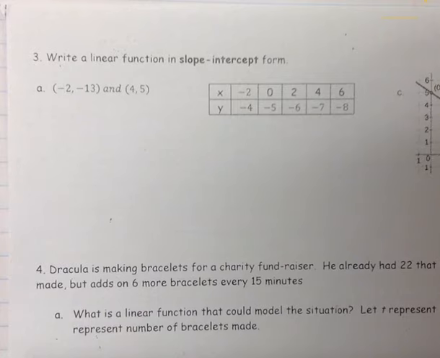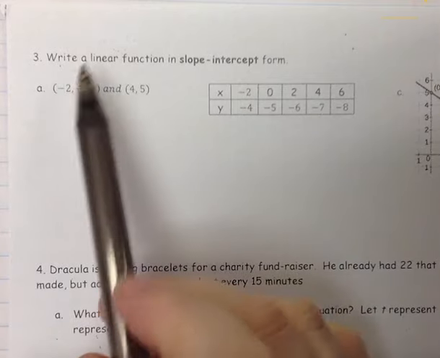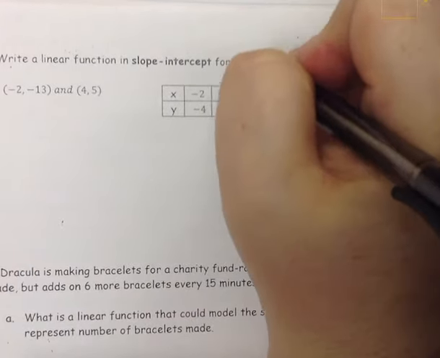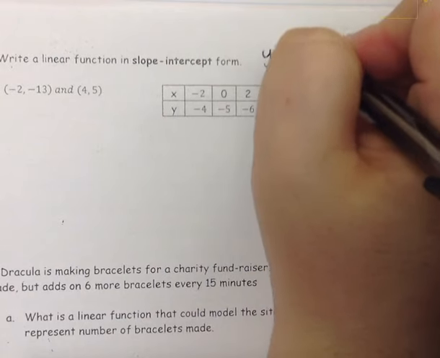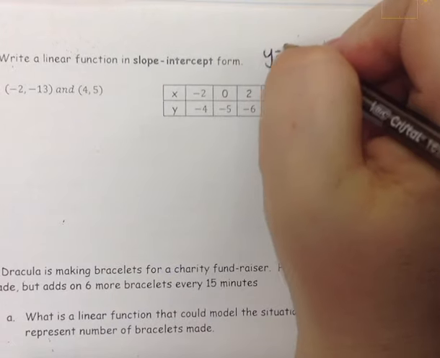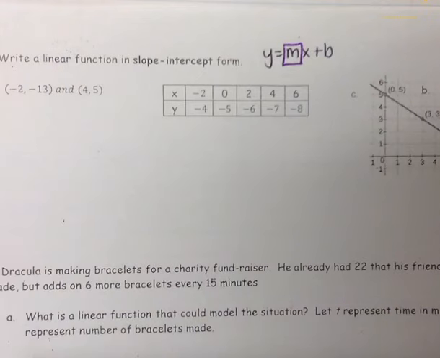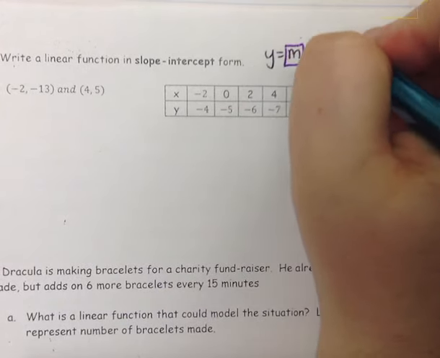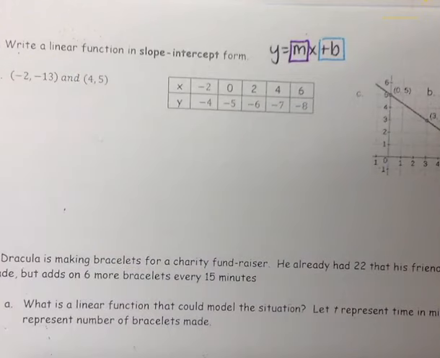This video is continuing linear review. We're going to be writing a linear function in slope-intercept form. So if you remember, slope-intercept form is y equals mx plus b. In order to write it in slope-intercept form, we must find our slope, that m value, and we also must find our y-intercept, that b value. We need to determine the sign of that y-intercept as well.